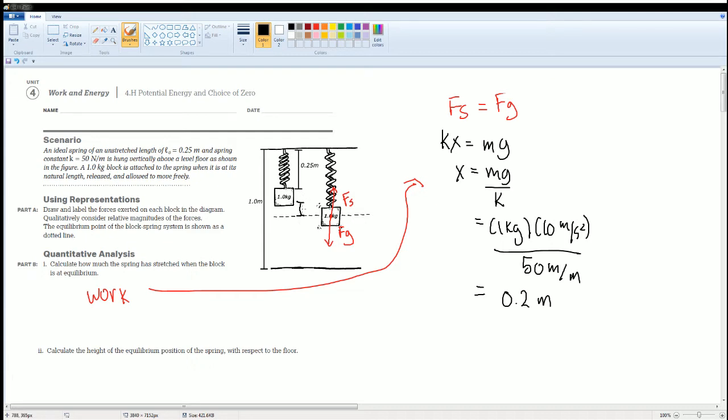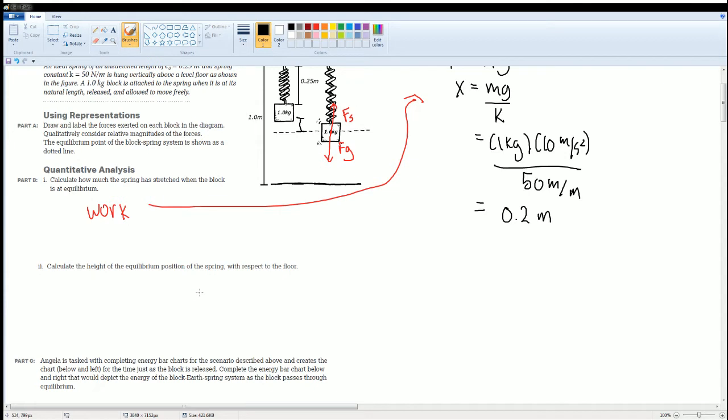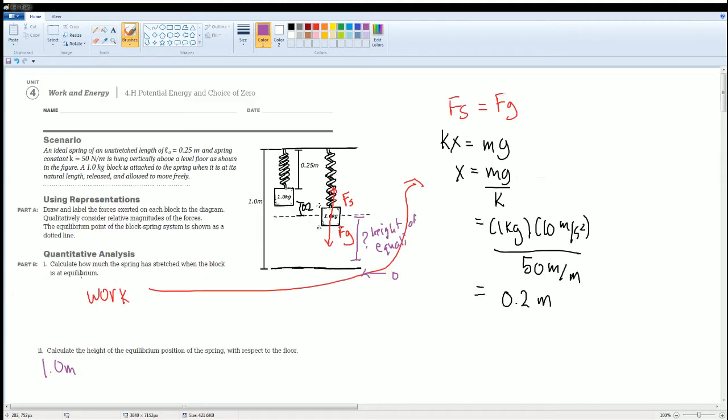Next, you want to calculate the height of the equilibrium position with respect to the floor. So this is the 0.2, and they want to know what this is, that question mark. This is the height of the equilibrium position, because this is where you set zero. We know that the total here is 1 meter. Do you see that? That is the total, and we subtract this part, which is 0.25. Then we subtract the additional part, 0.2. Once we do that, we get 0.55 meters.